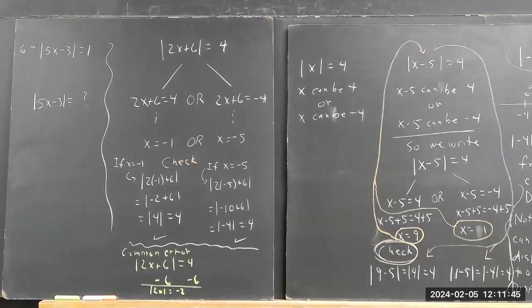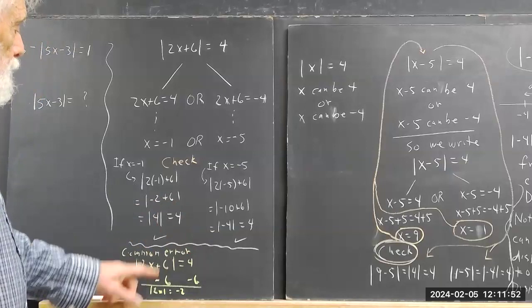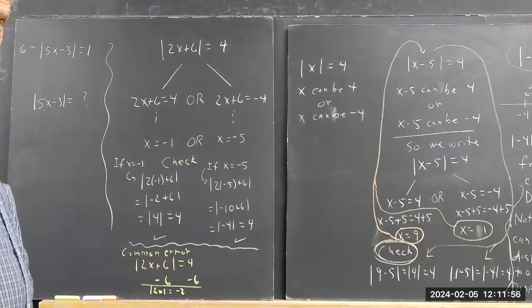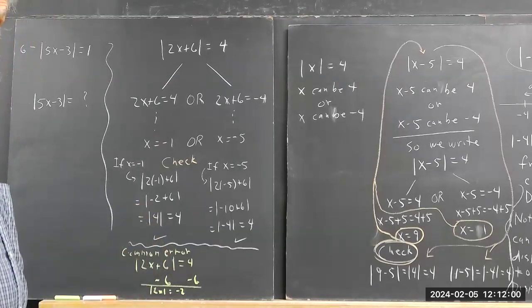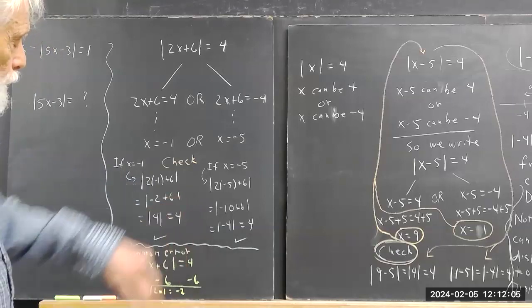So one thing I often see is something like this. Got absolute value of 2x equals 4. You just subtract your 6 from both sides, and it looks like that 6 goes away. Well, it doesn't go away. It's inside the absolute value signs. It's part of something that can either take the value plus 4 or minus 4.